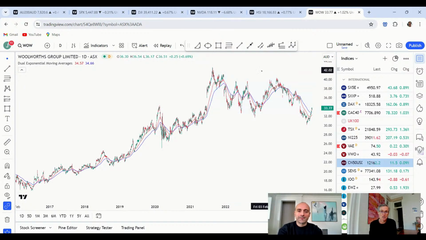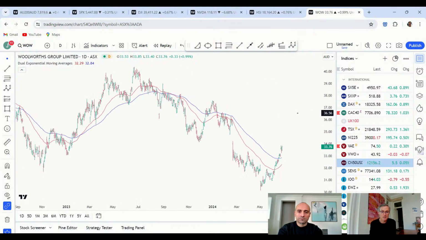We could also possibly say it's got that sort of zigzag correction. So we've had a big rally over many years, and we've had a multi-year zigzag correction. That's also a possibility. So you've got a couple of things suggesting there could be cause for some optimism in Woolies, but it's just a little bit too early for me.